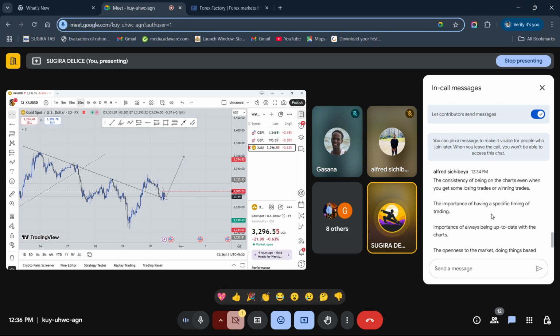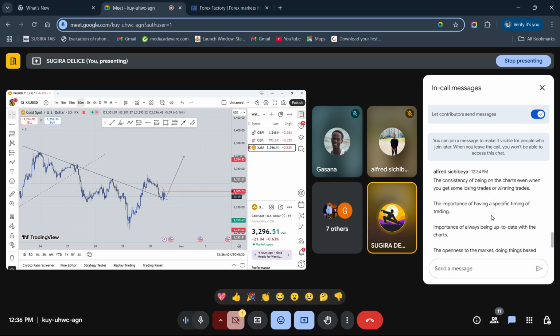If it's 8 a.m. Rwandan time, it's 8 a.m. Or if it's 11:30, it's 11:30. We should be in the charts at 11:30 and look for the setups which are available from 11:30 onwards. If they have happened before, they have happened. If they will happen after, we will take them. Having a specific timing of trading, because that's what consistency does, right?